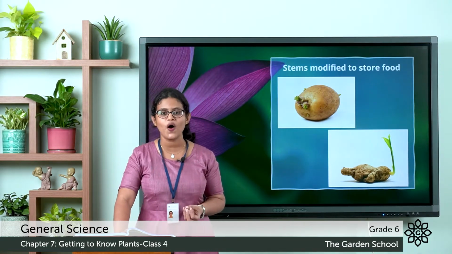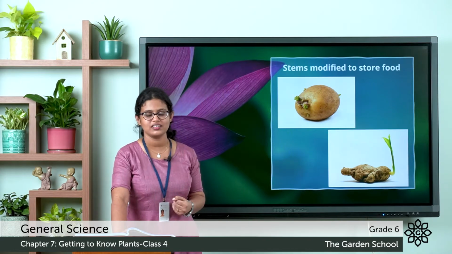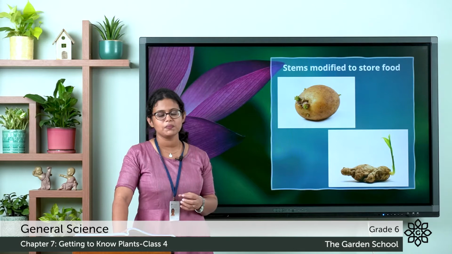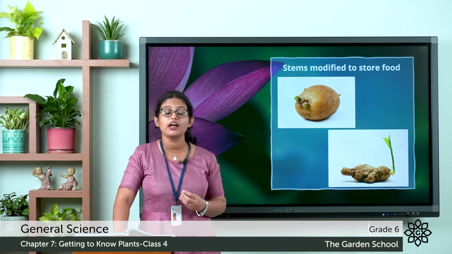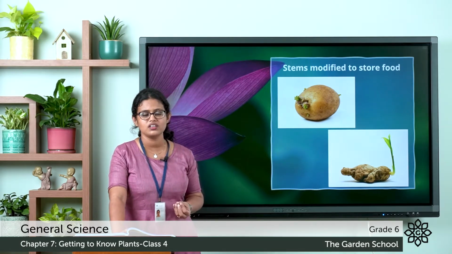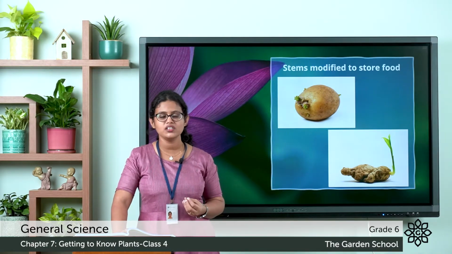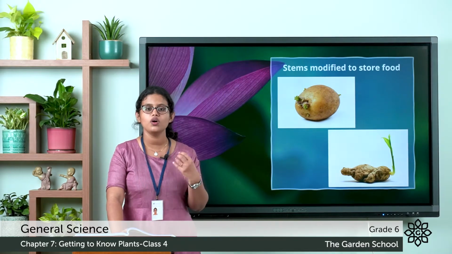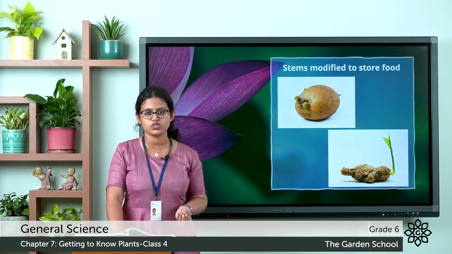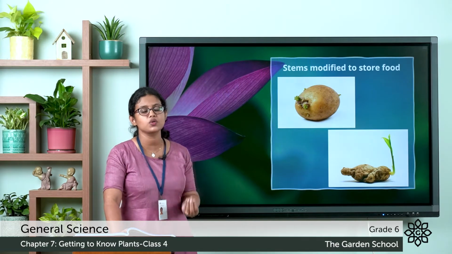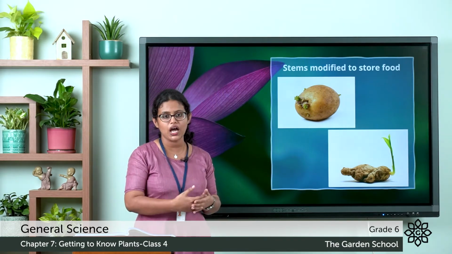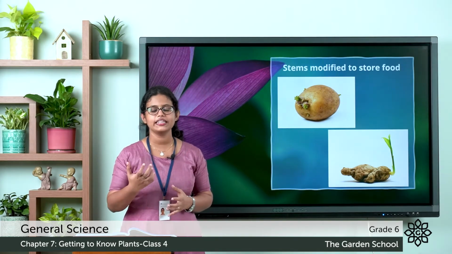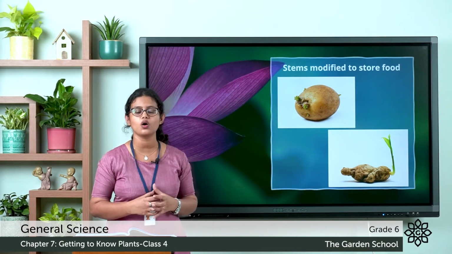The stems perform an additional function, that is, they are modified to store food. Plants like potato, ginger, turmeric, all these plants are modified to store their extra food in their stems. These stems grow underground. These plants store their extra food in their stems. These plants have stems with a bud or eye on it.